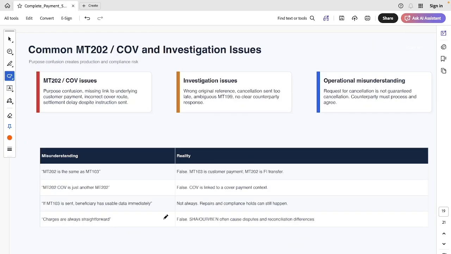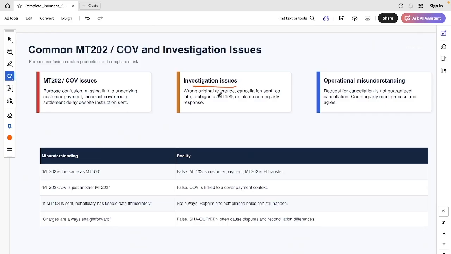Then let's look at the confusions and the issues in the MT202. One common issue is confusing MT202 with MT202 COV. MT202 is a pure interbank transfer. MT202 COV is linked to a cover payment for an underlying customer transaction. Another issue is missing the link to the underlying customer payment. If the cover message cannot be connected back to the customer instruction, investigation becomes very difficult.